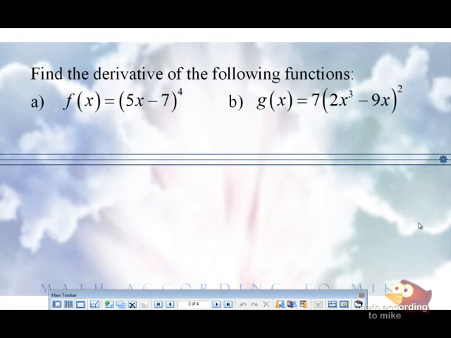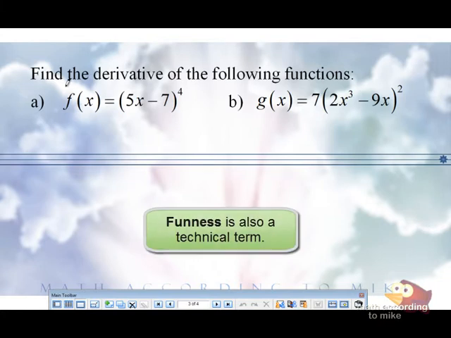Okay, so we have some more differentiations. The thing is, we're going to use what is called the chain rule. The chain rule is used when you have a composition of functions. In English, when you have a function inside of your function. So we have 4 examples here, all of which of increasing funness. Funness is a technical term.